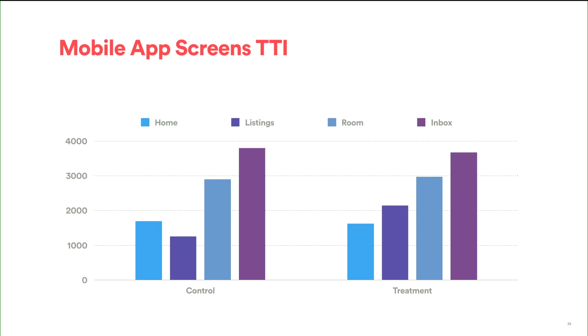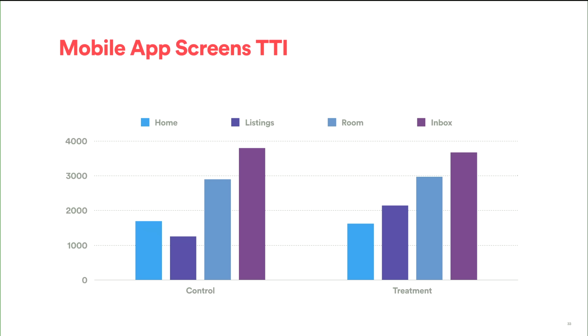Here is an example of operational metrics. We measure mobile app screens' TTI. TTI stands for time to interact. It means how long a user needs to wait before they can actually do anything with the screen. This chart tells you that for a given experiment, users get split into two groups, one control, one treatment. And for each group, we are measuring the TTIs for different pages. In this example, they have a home page, listing, rooms, and inbox page. So what can we tell from this chart?